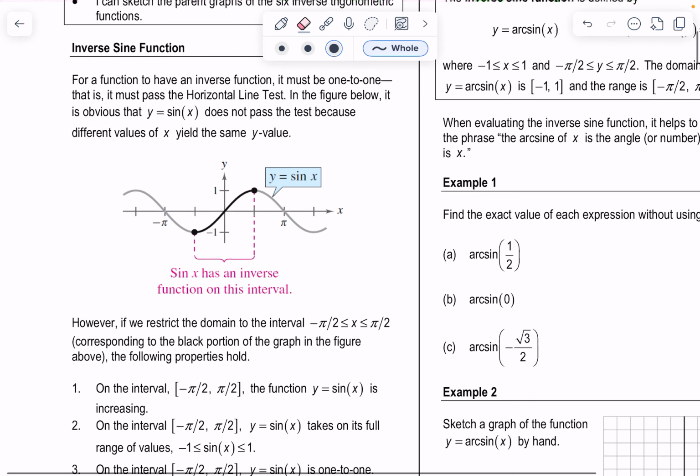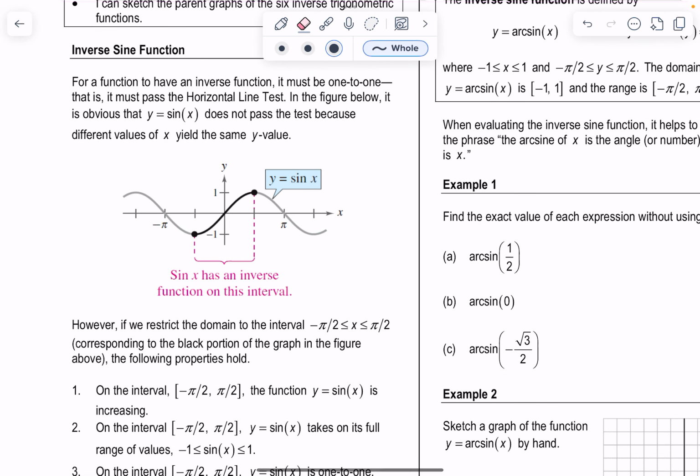For a function to have an inverse function, it must be one-to-one. That is, it must pass the horizontal line test. In the figure below, it is obvious that this function does not pass the horizontal line test, because different x values yield the same y value. For example, this point is negative pi comma 0, and there is another one here, pi comma 0. So you have two different x values, but the y values are the same.